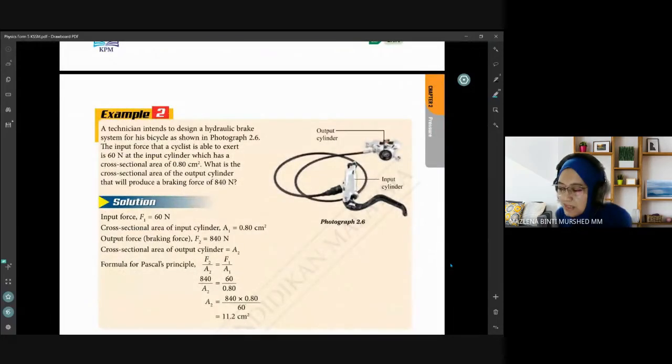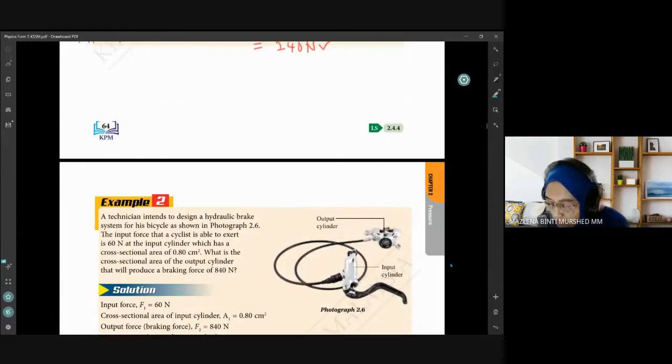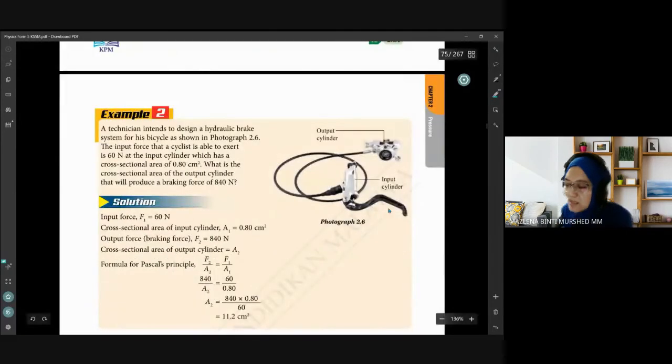This one ni brake cord untuk bicycle. Yang ni bicycle. So ini kita pakai input force that the cyclist is able to exert is 16 Newton on the input cylinder, which has the cross-sectional area of 0.8. What is the cross-sectional area of the output cylinder if the force produced is 840 Newton?